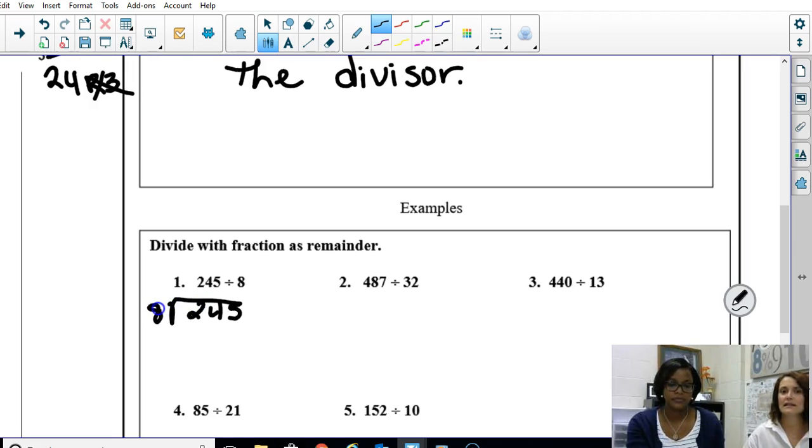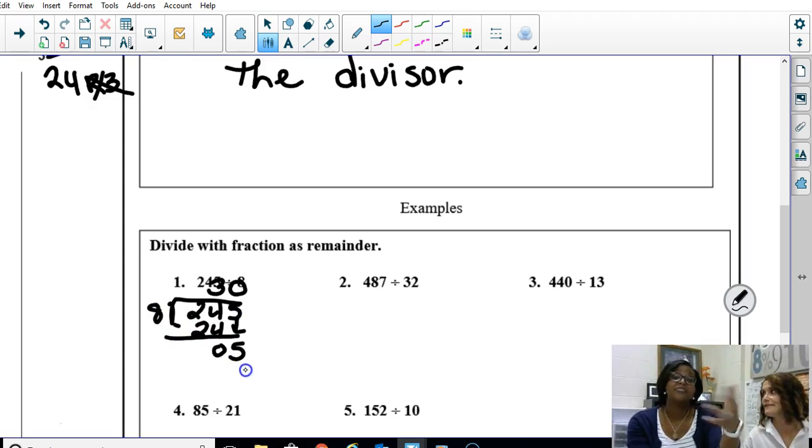And my writing needs some practice. So 8 goes into 24 three times. 3 times 8 is 24. I get nothing left over, so I bring down the 5. 8 goes into 5 0 times. Yes, that's always tricky sometimes. We're not done. You still have to see how many times 8 goes into 5, and it's 0 times.